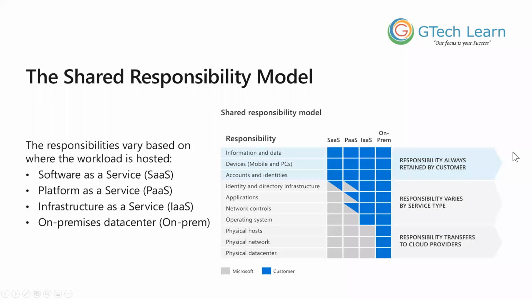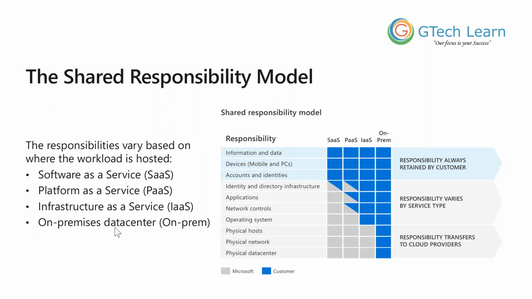So this is a shared responsibility model. The shared responsibility model identifies which security tasks are handled by the cloud provider and which security tasks are handled by the customer, or cloud customer. The shared responsibility model varies based on the workload which is hosted. It can be software as a service, platform as a service, infrastructure as a service, or on-premises data center. So this model makes responsibilities clear.